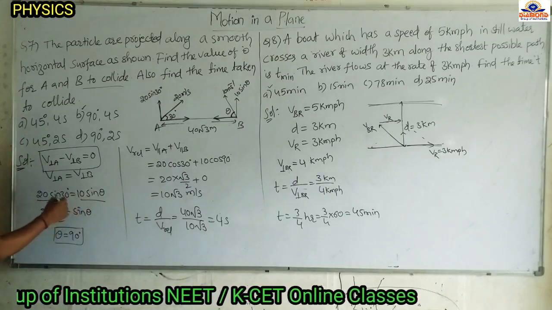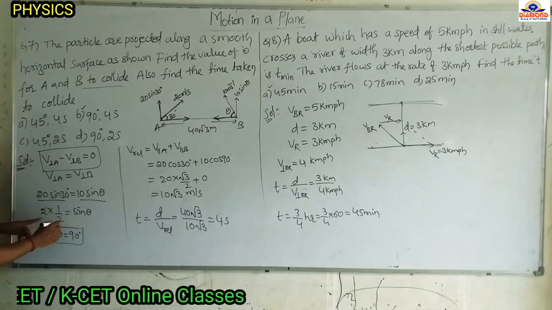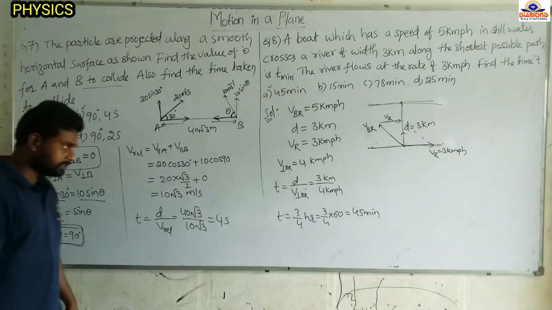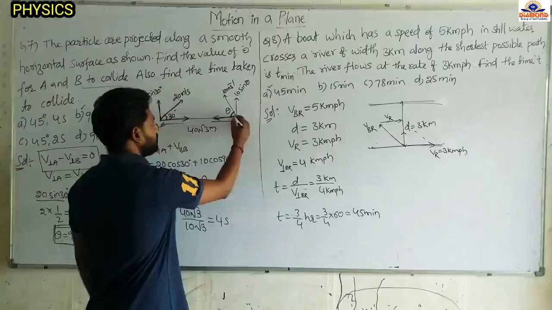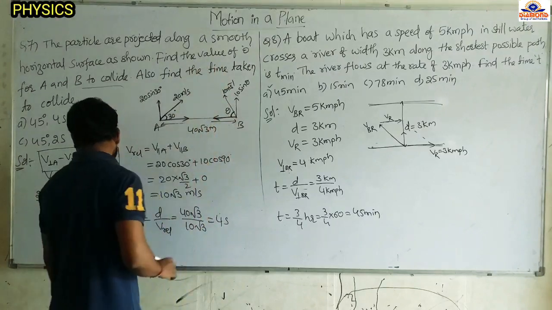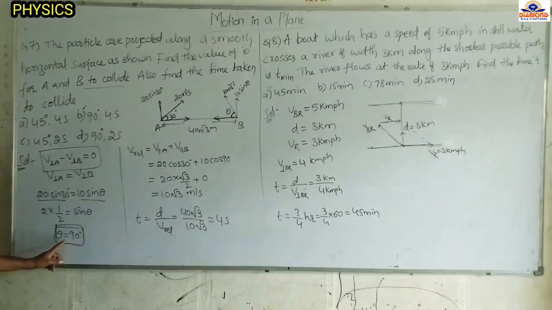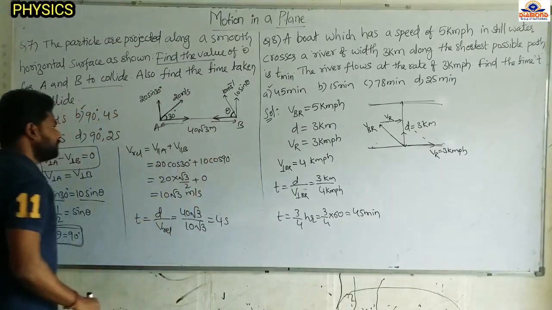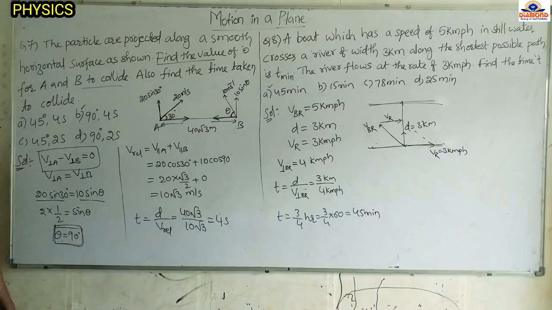So now the zeros cancel, 2 is there, sine 30 value is 1 by 2, so sine theta equals 1, theta equals 90 degrees. That means this particle is projected vertically, making 90 degrees. So they asked to find the value of theta. We found the value of theta: theta equals 90 degrees.